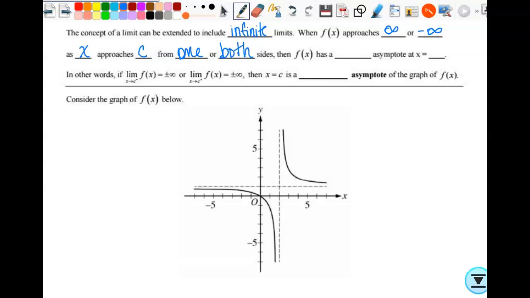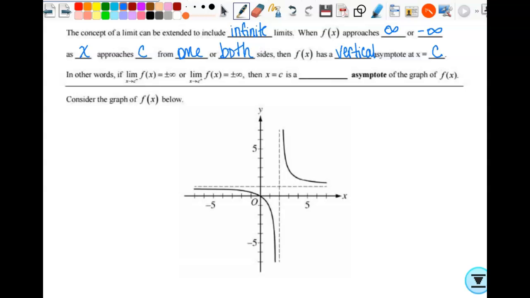So, the concept of a limit can be extended to include infinite limits. When f of x approaches infinity or negative infinity as x approaches c from one or both sides, then f of x has a vertical asymptote at x equals c, right? So as we're approaching a number, if y is approaching positive or negative infinity from one or both sides, then we have a vertical asymptote.